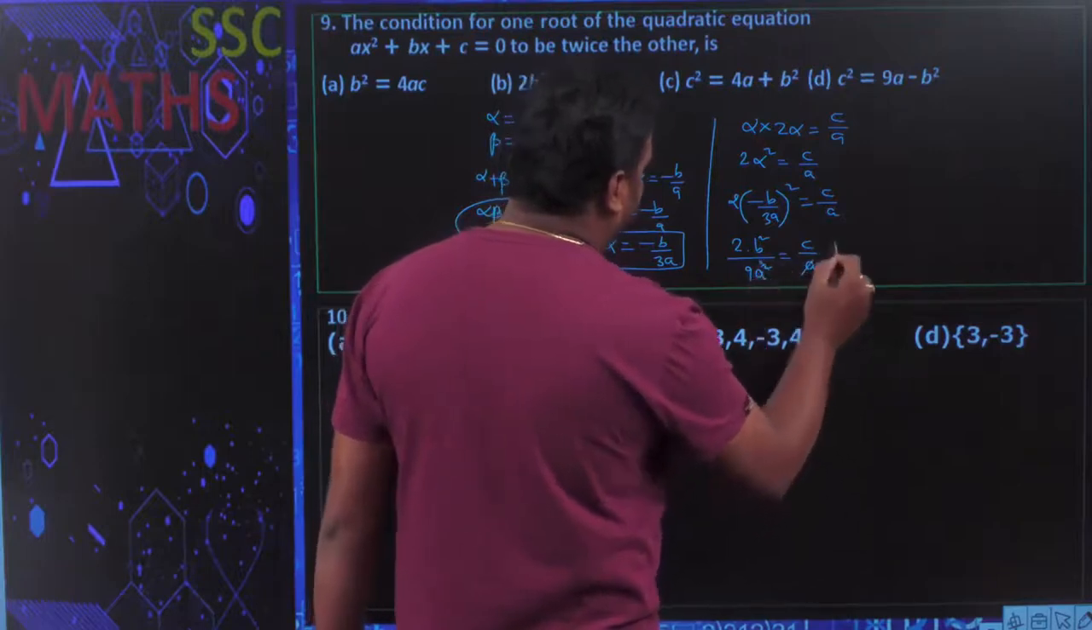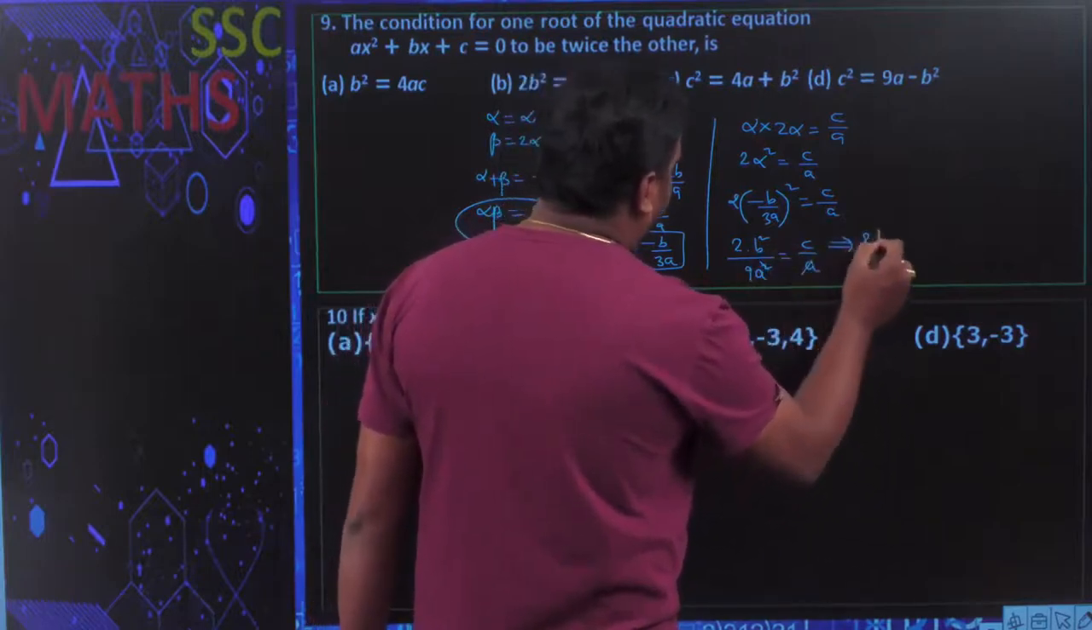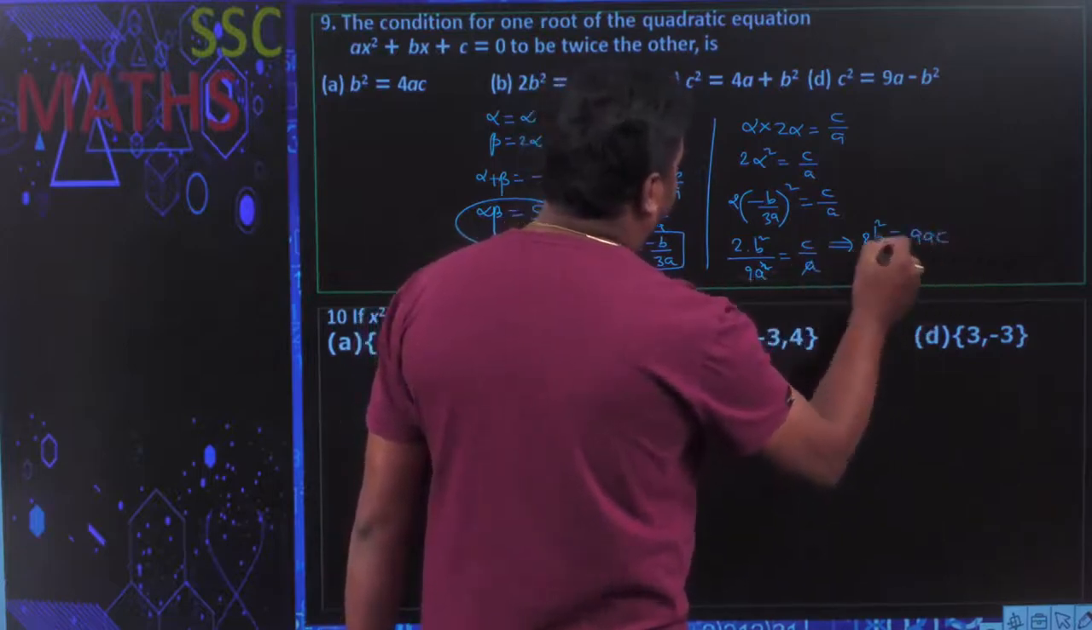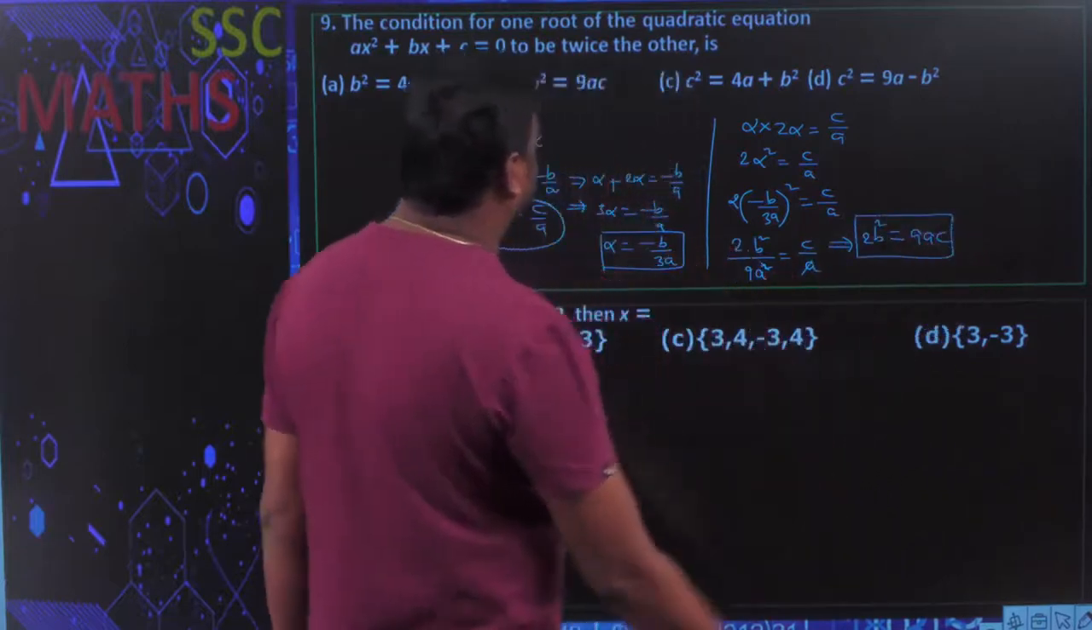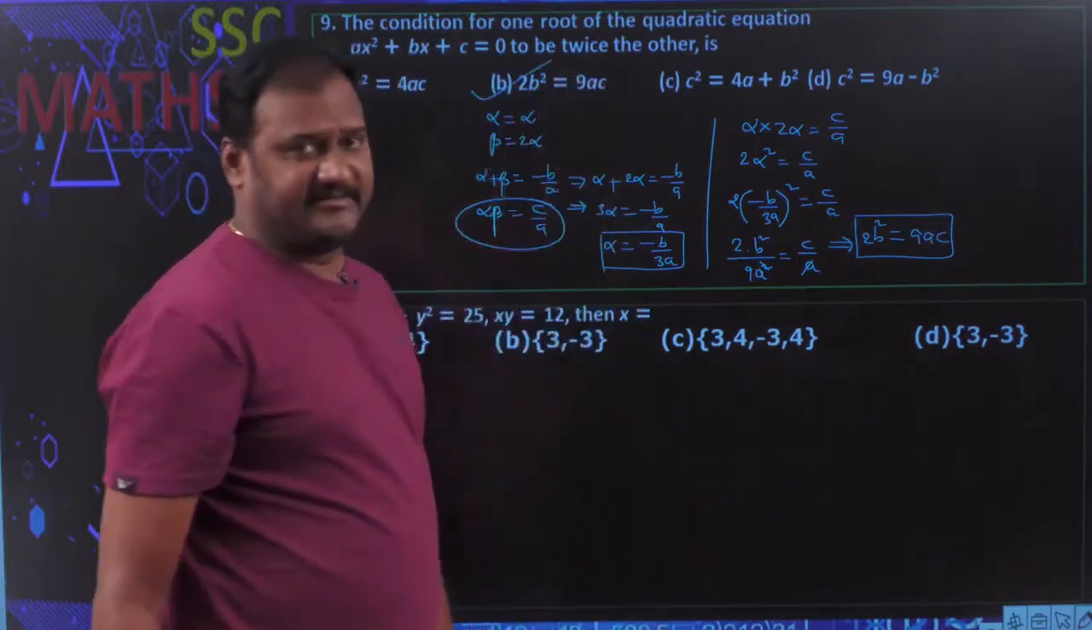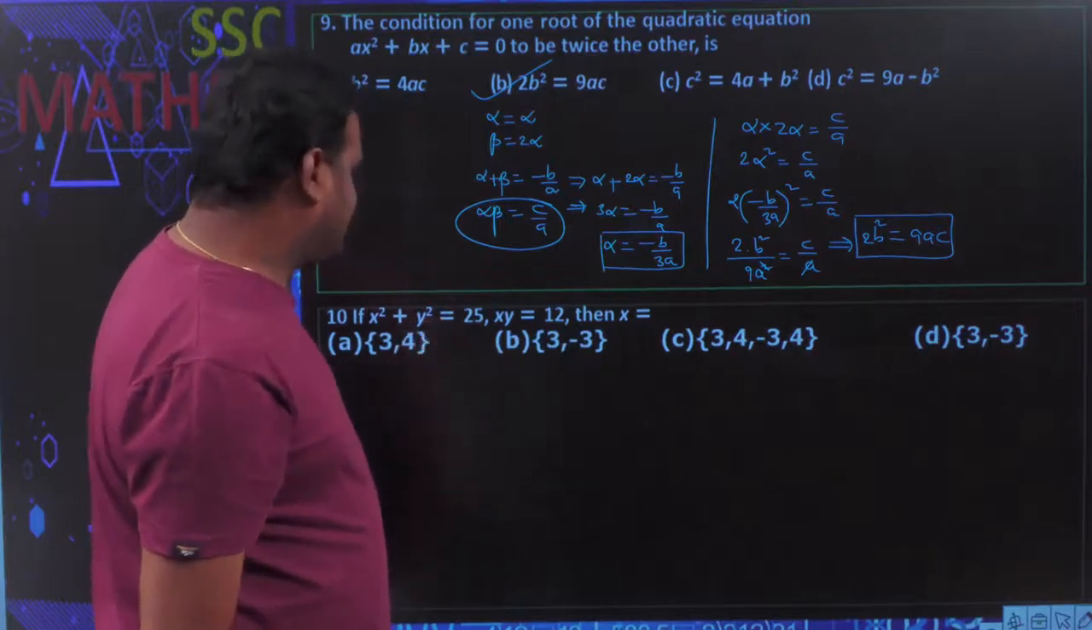One a gets cancelled. So finally 2 into b square is 2b square, and 9a into c is 9ac. So 2b square is equal to 9ac. Where is that option? 2b square equal to 9ac. Right? Coming to the next problem.